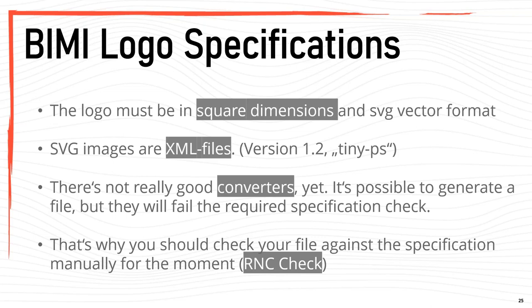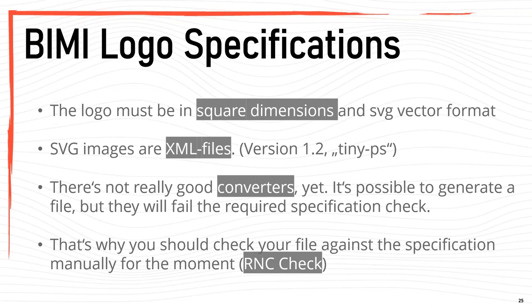First of all, the logo must be in square dimensions, and also without fixed pixel size. So it should be a vector graphic format, and the difference to a pixel-based format is that vectors can be scaled big or small, and the quality is still perfect. So we are speaking with coordinates. SVG images are XML files. So in the end, we describe the image. We don't say each pixel is like this, yellow, blue, whatever. We describe the shapes of our logo.